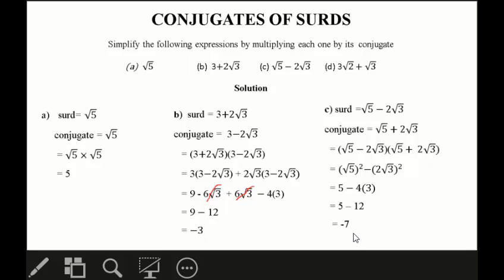Good. So example D, which is 3 root 2 plus root 3, you have to solve it on your own and compare answers with your colleagues.